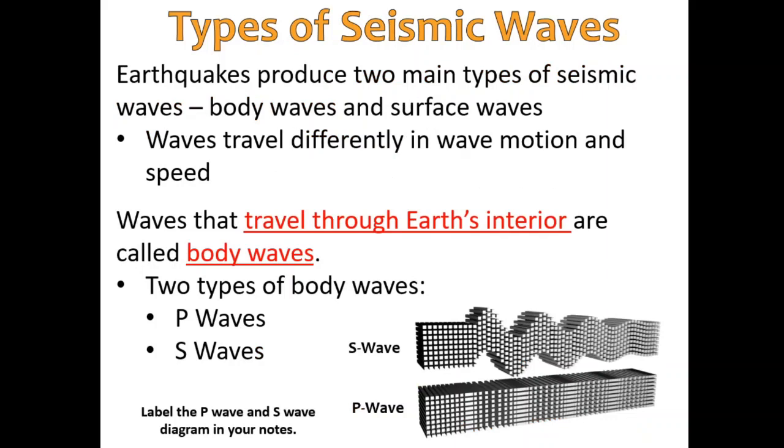Now, we've got types of seismic waves. Earthquakes produce two main types, body waves and surface waves. And waves travel differently in wave motions and in speed. Waves that travel through the Earth's interior are called body waves. Think about something that's on the surface versus inside the body. Body is the main components inside. Think of it that way. So you're going to remember Earth's interior. Surface is obviously on the outside exterior.